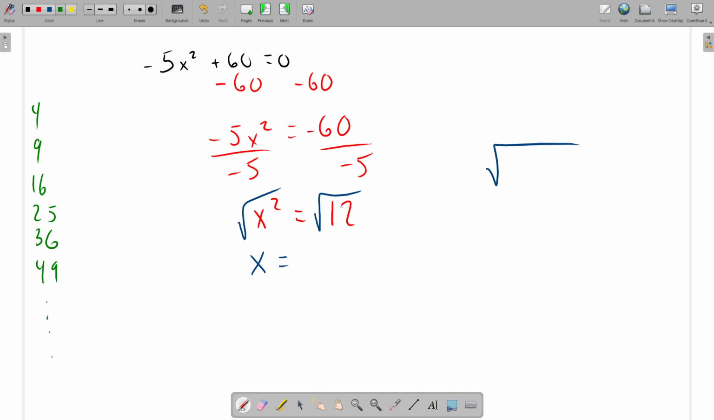So we can come up with 12 by using one of these numbers times something. So we can rewrite 12 as 4 times 3. And I can rewrite this root as the square root of 4 times the square root of 3. And I know that the square root of 4 is equal to 2. So I can rewrite this as 2 square root of 3. And not only 2, but positive or negative 2 square root of 3.